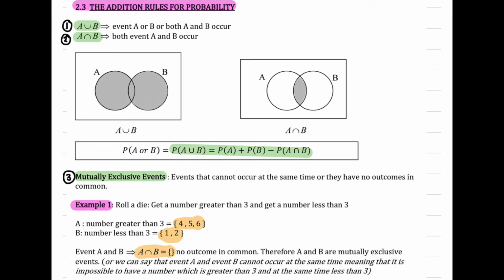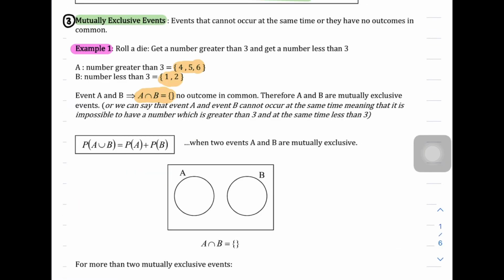Since you don't have any intersection part, we say that the intersection is equivalent to the empty set. And then what happens to the addition rule formula just now? You don't have any intersection event, so your formula will be P(A union B) is equal to P(A) plus P(B) only, without the intersection of A and B. Why? Because A intersect B is equal to 0. So how can you represent the Venn diagram? This is the Venn diagram for mutually exclusive events. You must draw separate circles for event A and event B since you don't have any intersection events.